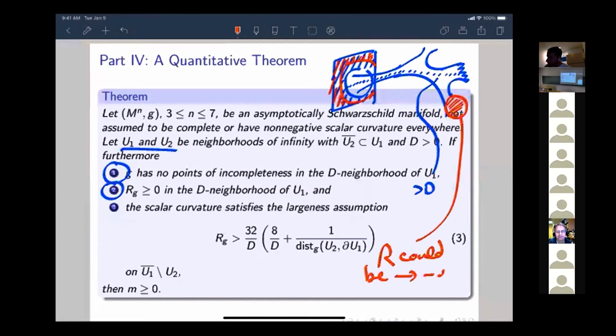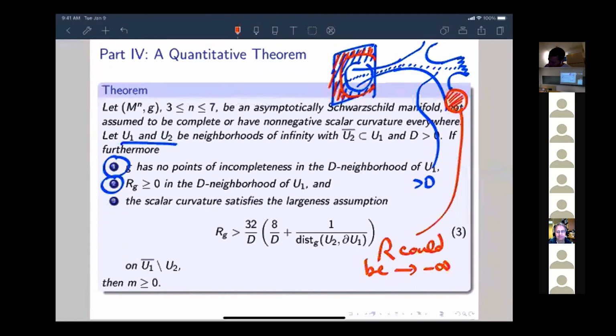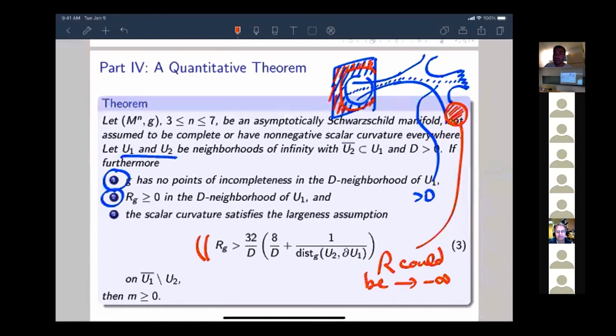And that's allowed. That's kind of amazing, because in the PMT you needed non-negative scalar curvature everywhere, and now suddenly you're allowing the scalar curvature to be arbitrarily large and have the wrong sign, so long as it's far away from the region of interest. But then you also need a kind of quantitative positivity. You need it to be sufficiently large on an annulus. So in between U1 and U2, on this little annulus, you need it to be sufficiently large. And if you do that, then you get what you want, namely that the mass is non-negative.